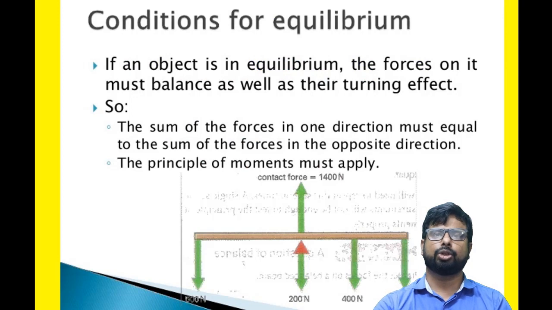Conditions for equilibrium. If an object is in equilibrium, the forces on it must balance as well as their turning effect. So the sum of the forces in one direction must equal the sum of the forces in the opposite direction. The principle of moments must apply. When an object is in equilibrium, the total upward force is equal to the total downward force, and the total clockwise moment is equal to the total anti-clockwise moment.